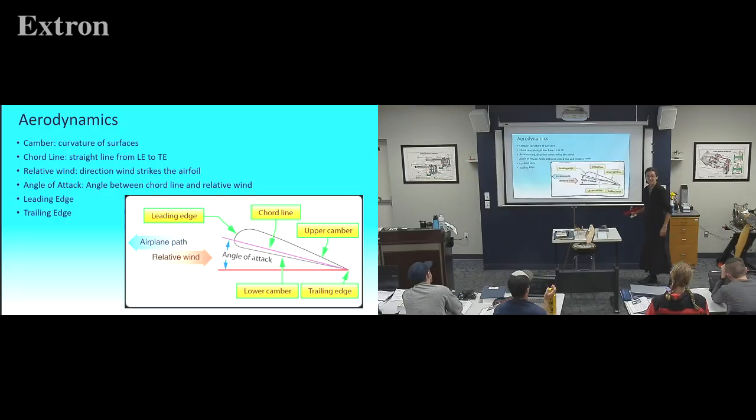Does relative wind take into account actual wind, like wind conditions? No. When going slow, it can, but it's whatever airspeed the wing is feeling that you're at.